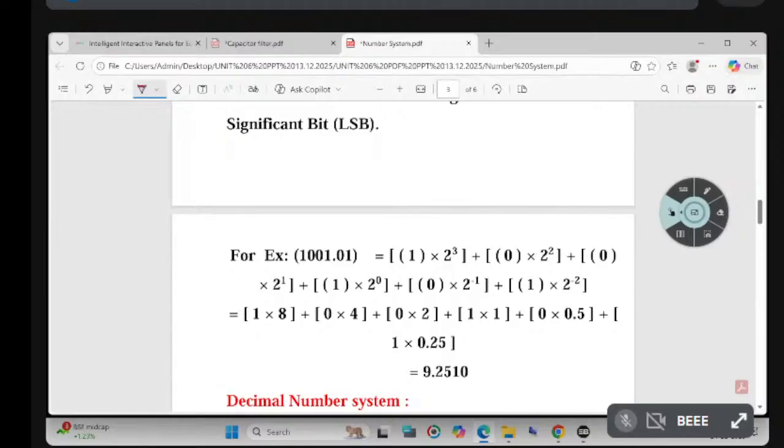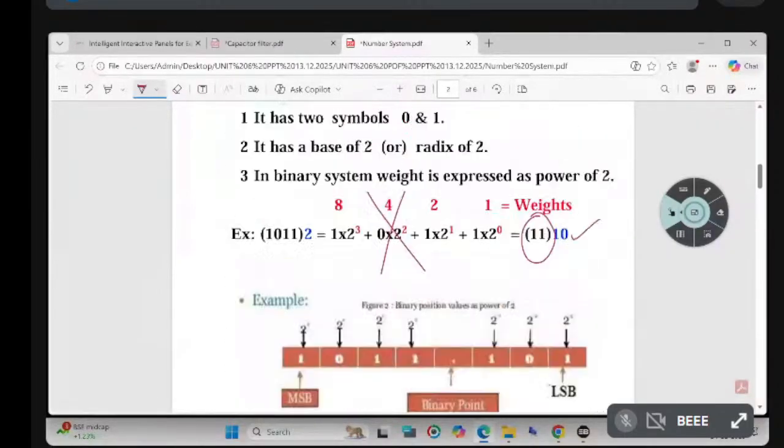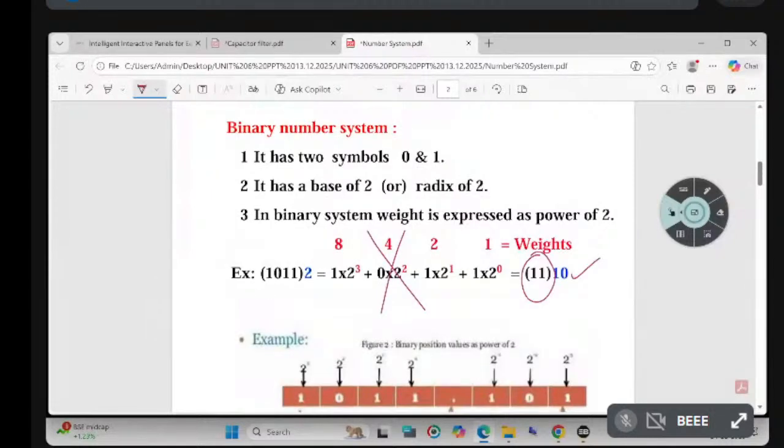What are the points we have discussed? Binary system. Point 1: it has 0 and 1. Base 2. Weights: what are the weights? Power of 2. 2 to the power of 0, 1, weight 1, 2, weight 4, 8. So this is the binary system. Out of 4, 1 is completed. The theory part is completed. Binary system is completed. Clear all of you? Right.